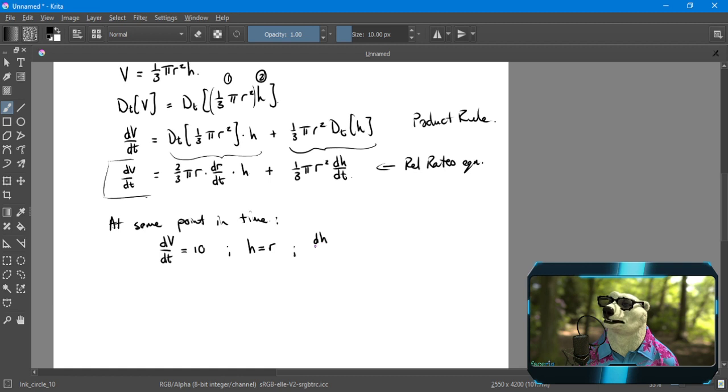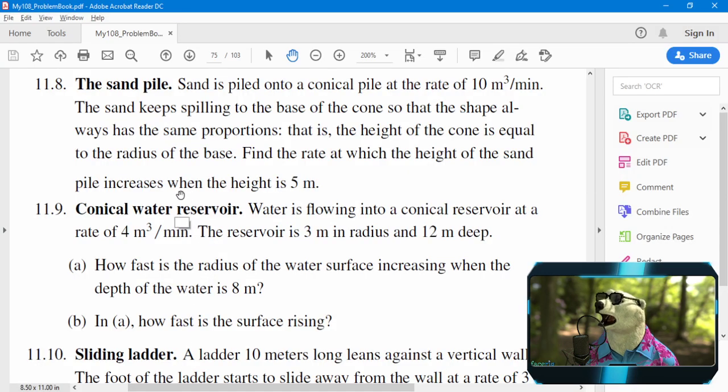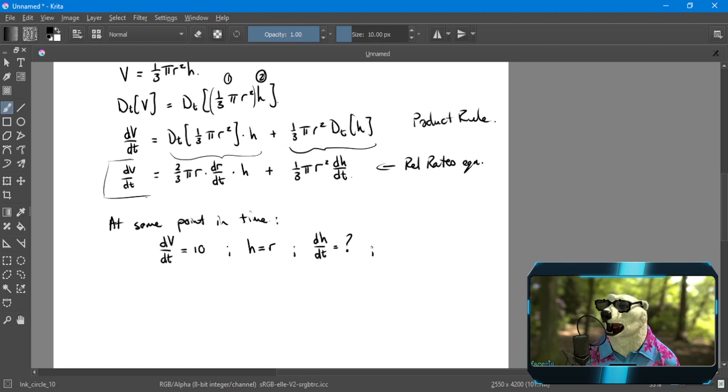So we want the rate of change of the height. So question mark. And we have the point in time when the height is 5 meters. So the height is going to be 5 meters. So in my related rates equation, I have a value for dV/dt. I do have something for r. The dr/dt we will have to see. I have something for h. I have something for r. The dh/dt is what I want.